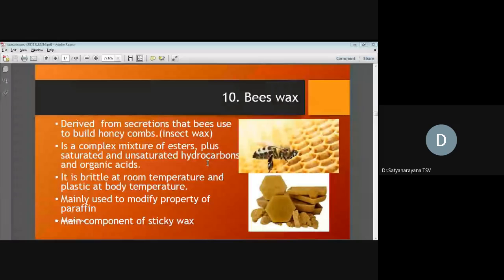Your beeswax is the main component of your sticky wax. Sticky wax, you might have seen, is yellow in color.